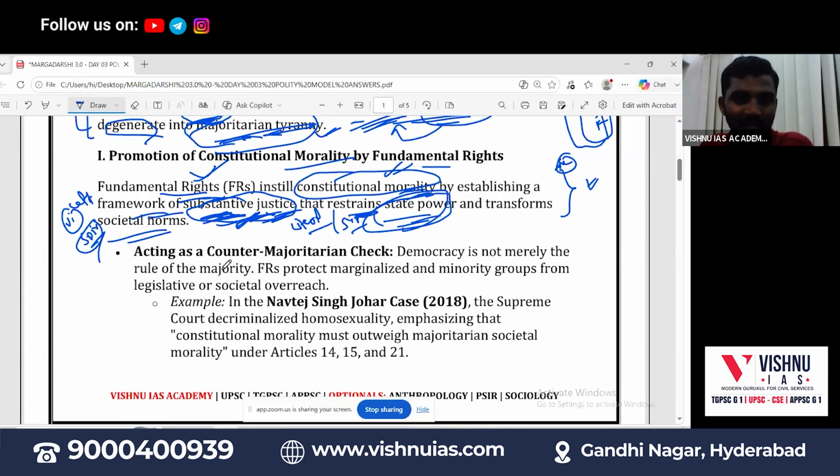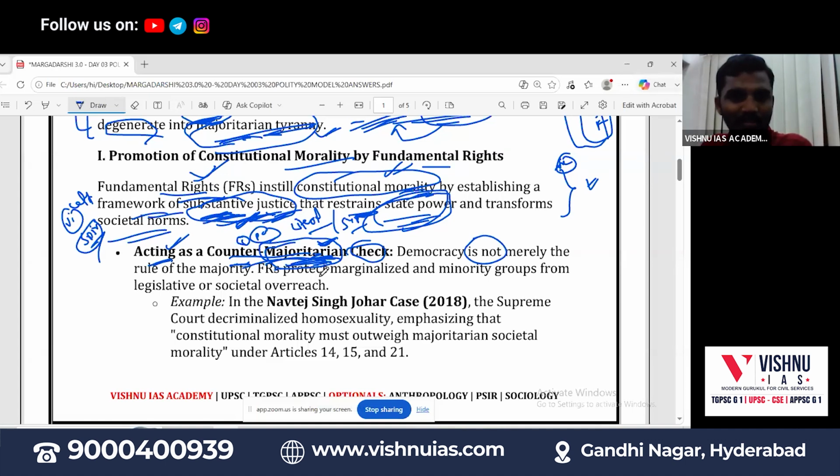Number one, the counter-majoritarian check. That means if the government or the democracy is dominated by certain sections, only one particular community or one particular political party, such identity-based politics, then to act as a check on majoritarian governance, obviously fundamental rights will act as the check.